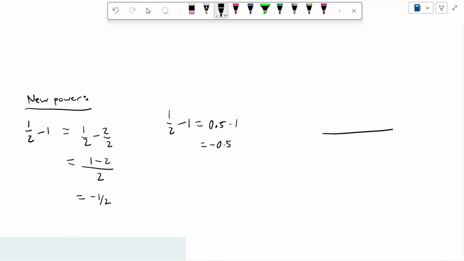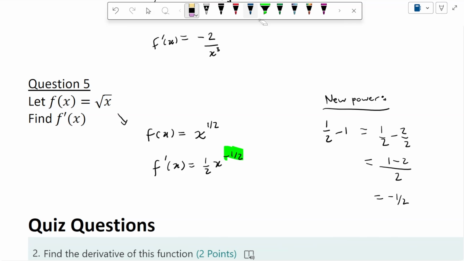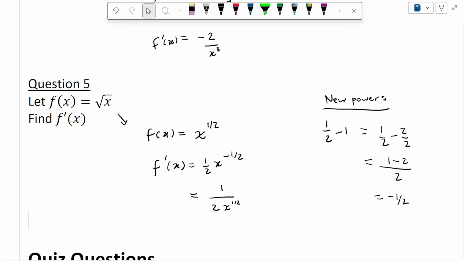Or you can think of it on a number line. So 0, 1, and minus 1. I'm at a half and I want to take away 1. So we get to minus a half. So whatever way you like thinking about it, your new power is minus a half. That's the point. Now let's think about what this does. So this is a half x to the minus a half. The negative power puts it underneath. So it could look like this. And x to the half is the square root of x. So those are some common derivatives.